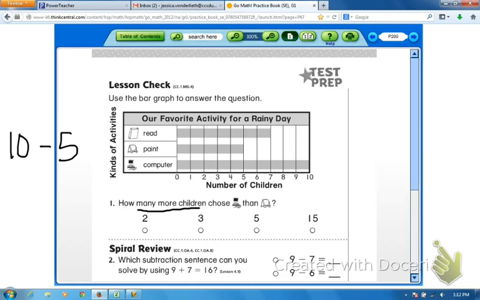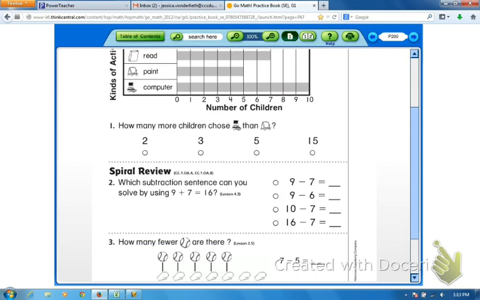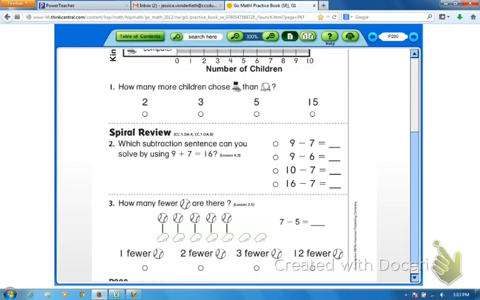And at the bottom, the spiral review. First one is going back to chapter 4. Which subtraction sentence can help you solve? That would be 16 take away 7 because we zip it up. And number 3, how many fewer? We're comparing. When we compare, we match up our matches. And then we can say that we have 2 fewer, or 7 take away 5 is 2.